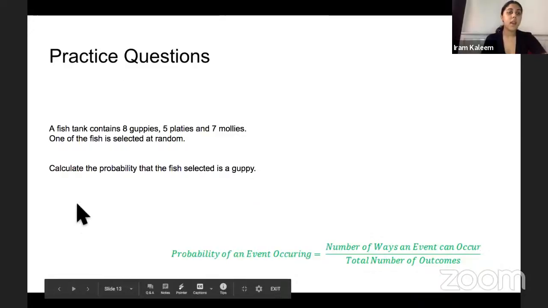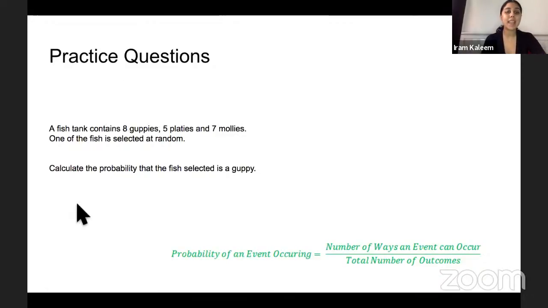Okay, next one. A fish tank contains 8 guppies, 5 platies, and 7 mollies. So those are different species of fish. One of the fish is selected at random. Calculate the probability that the fish selected is a guppy. Again, I've put the formula required at the bottom, so I'll give you a moment to have a go.